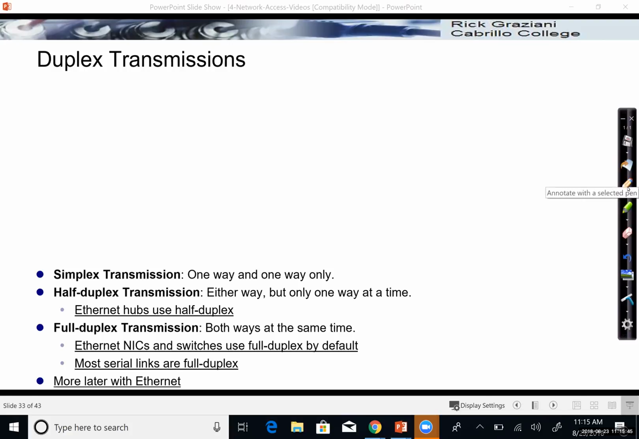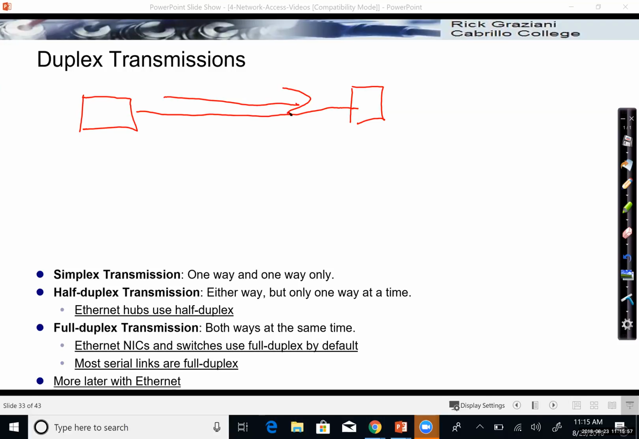difference here. So simplex transmission is if I have a device here and a device here and some kind of medium connected to it, simplex is one way and one way only. So that might be something like when your device sends information to its external monitor. It's going one direction and one direction only. Okay, we usually don't refer to duplex transmission or simplex transmission too much.